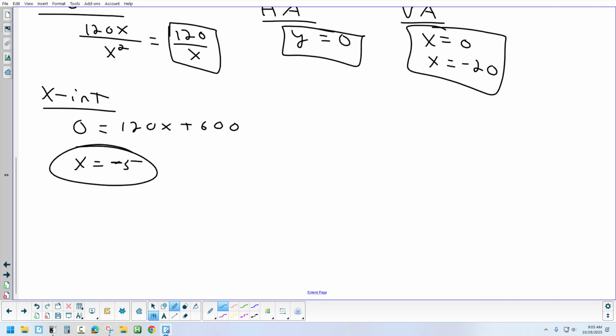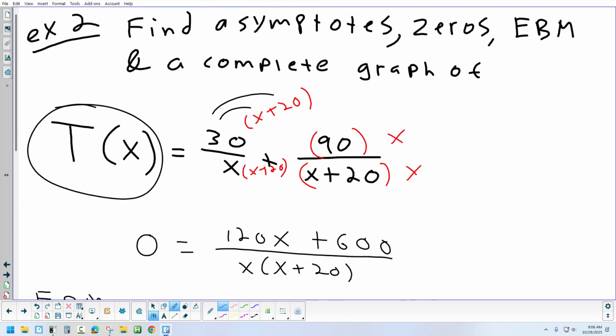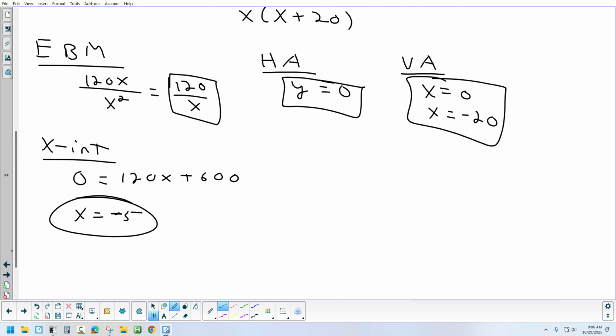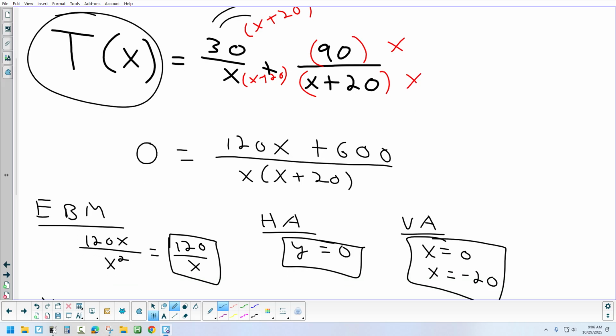If you subtract the 600 to the other side and divide by 120, you will get negative 5. Yes? Okay, so we got the x-intercept, that's the 0, we got the end behavior, we got the asymptotes, that's it. We got everything we need. Okay, let's do the sketch.